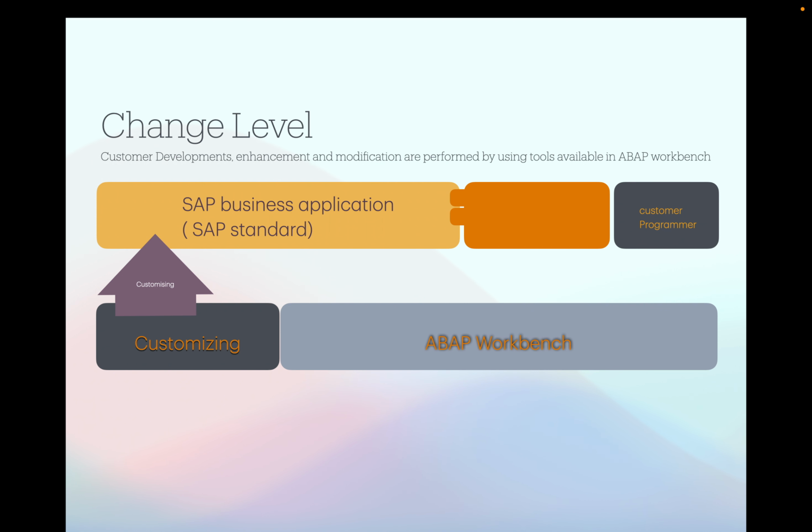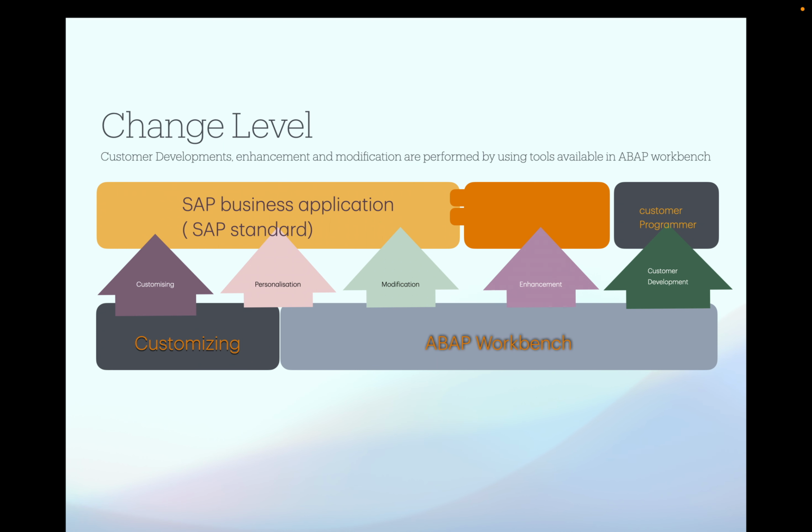For that, we can use the implementation guide, or we can also use the SAP reference IMG. In the last session, we already explored how to create the division with the help of the SAP reference IMG. In today's session, we will explore the options for personalization: how can we personalize the SAP system to accelerate or simplify our approach to access the SAP system? In upcoming sessions, we will explore the remaining three options, that is modification, enhancement, and customer development.